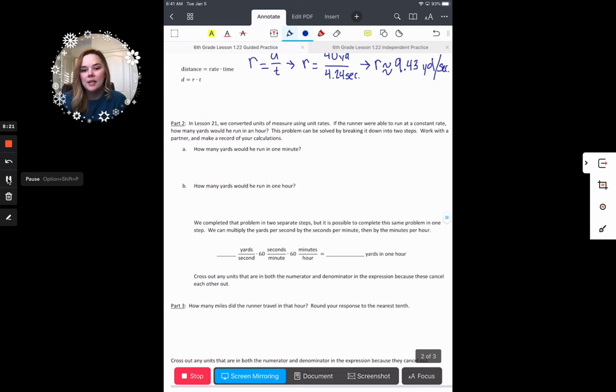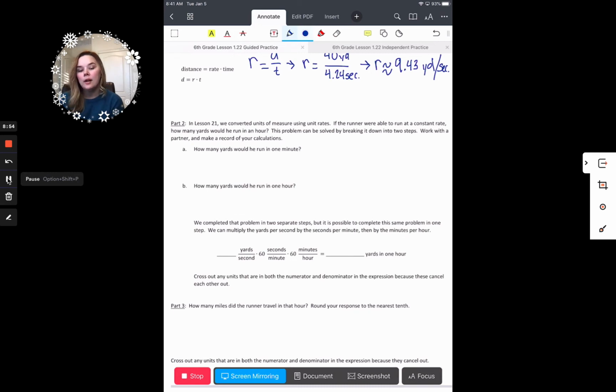So part 2 says, in lesson 21, we converted units of measure using unit rates. If the runner were able to run at a constant rate, how many yards would he run in an hour? This problem can be solved by breaking down into 2 steps. And it says to work with a partner, but we're going to work on it together. So we're going to use that same number, that 9 and 43 hundredths yards per second, as our rate from part 1. So A says, how many yards would he run in 1 minute?